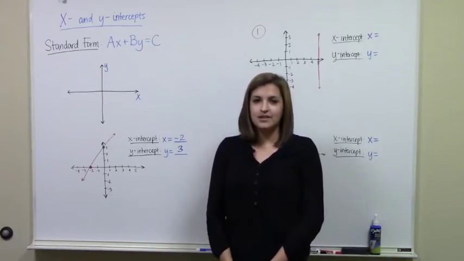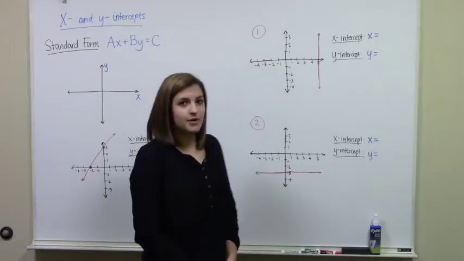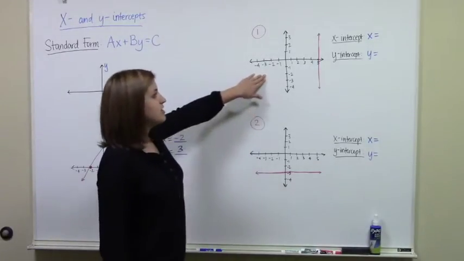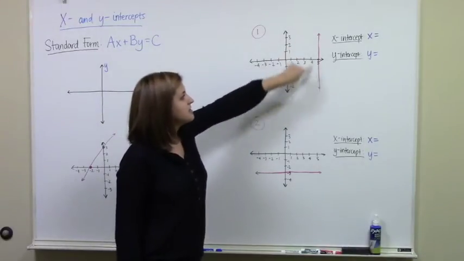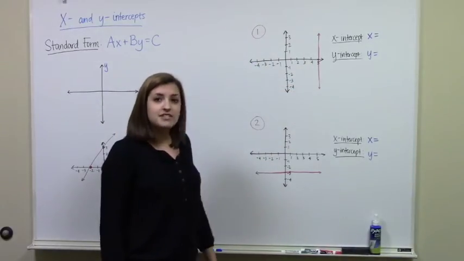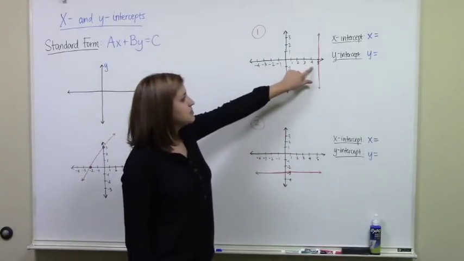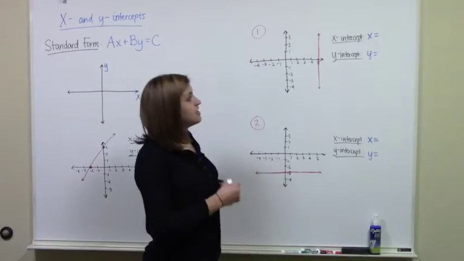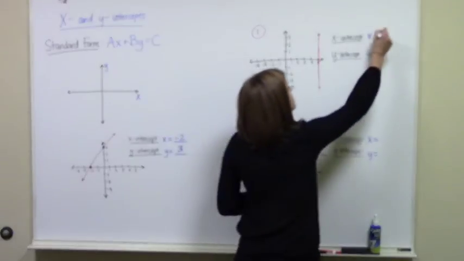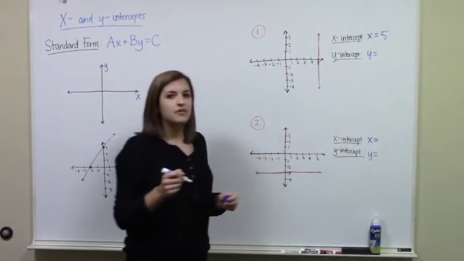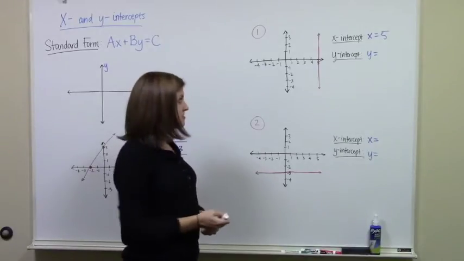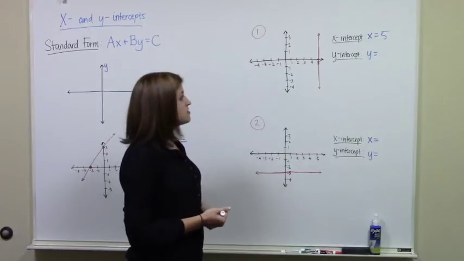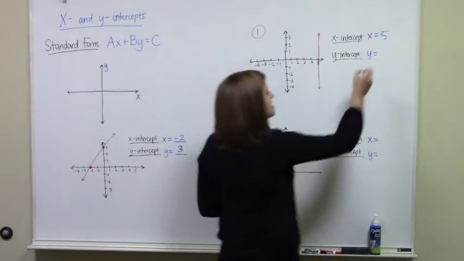Okay. So, let's examine this question by looking at two different graphs. Our first graph, graph number 1, has a vertical line running this way. And this line passes through the point x equals 5. So x equals 5 is our x-intercept. But the graph does not have a y-intercept because our line runs vertically. It only runs up and down. So our y-intercept does not exist.